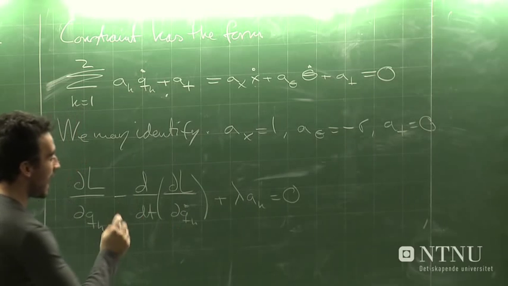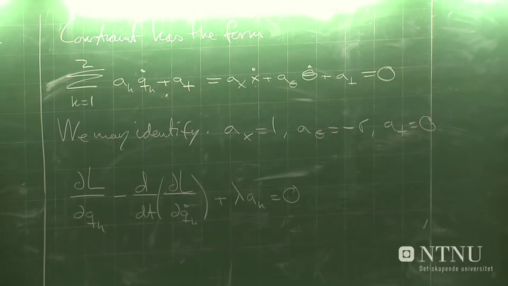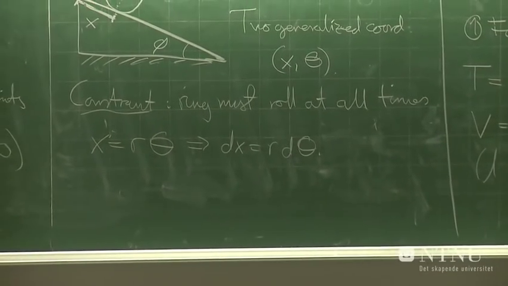And note that I'm adding now this term due to the fact that the generalized coordinates are no longer independent due to this constraint. So x and theta are not independent due to this constraint. So that has to be reflected through this term here, which we derived.